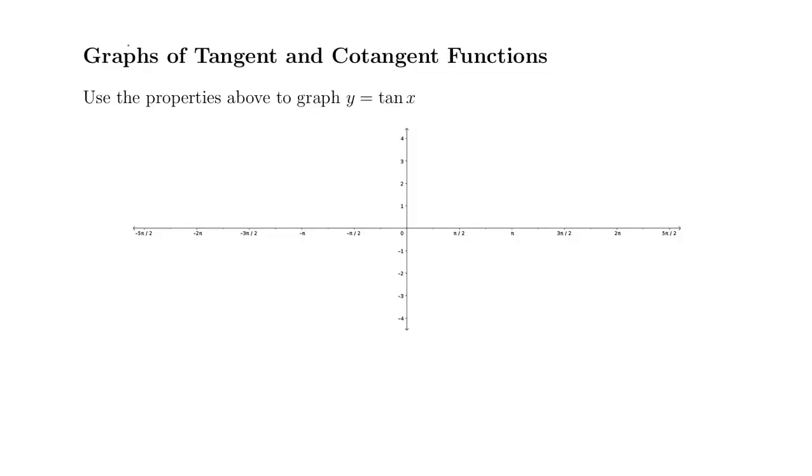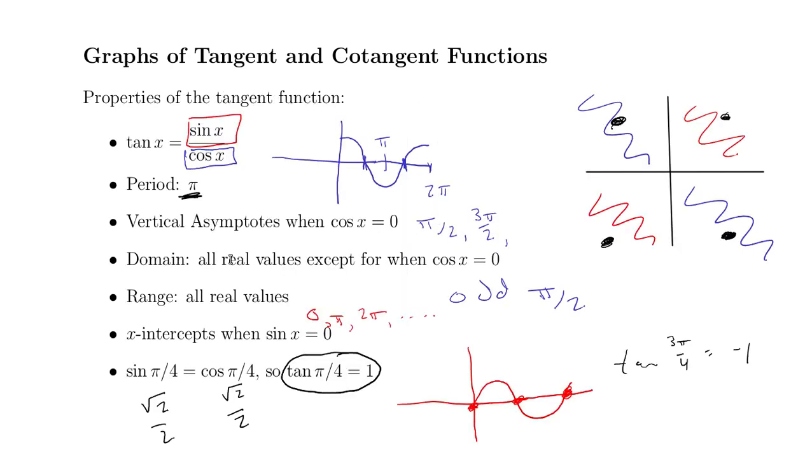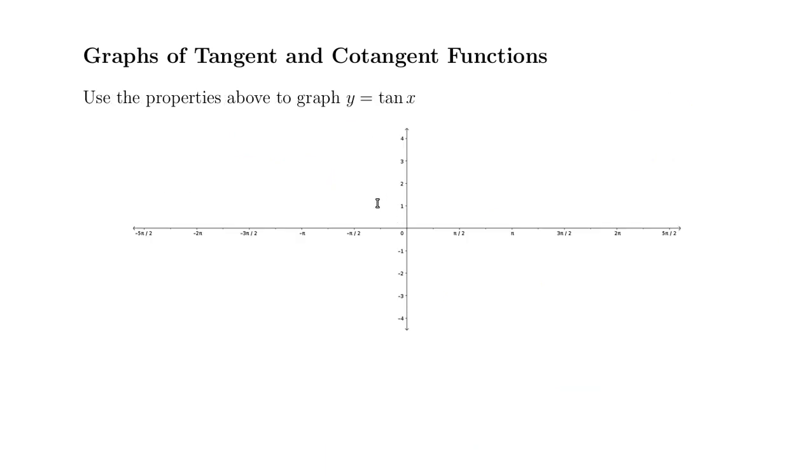I'm going to use gray lines to draw in some vertical asymptotes. So I said my vertical asymptotes were when cosine of x is equal to 0, and we said that's all the odd multiples of pi over 2. So maybe I'll just write some of this stuff down. So my vertical asymptotes are at odd multiples of pi over 2.